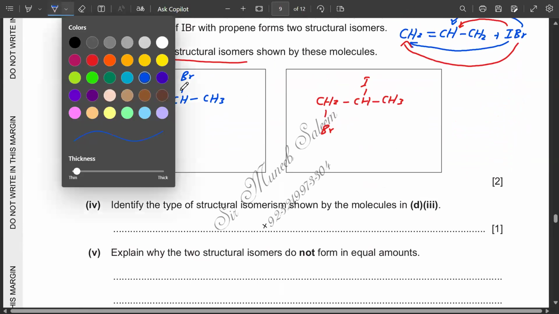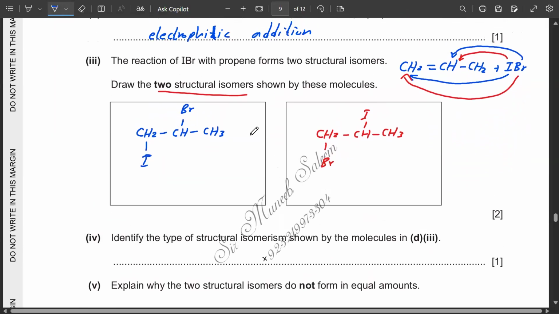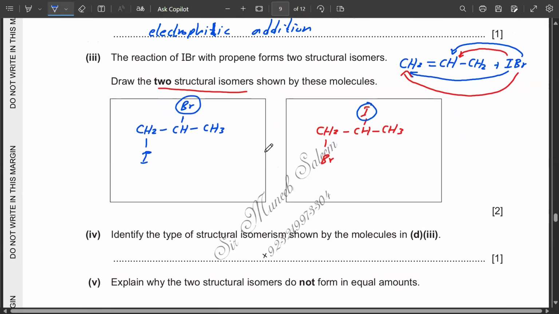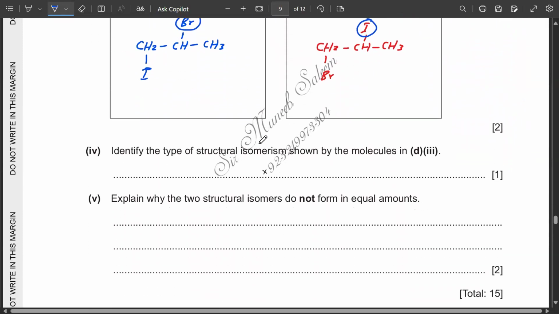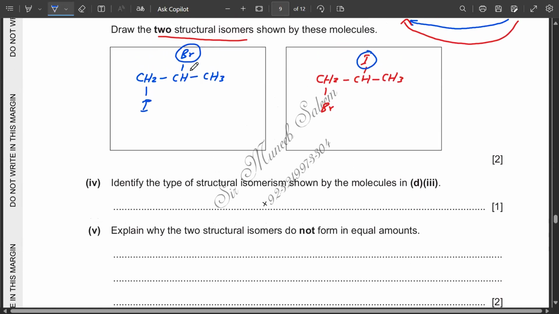We can see that the positions of the iodine and bromine are changed here. In one case, the bromine was in the center, and in the other case, the iodine was in the center, which means there is just a change in the position of the functional groups. So you will write here, these are basically positional isomerism, because of the change in the position of the functional groups over here.